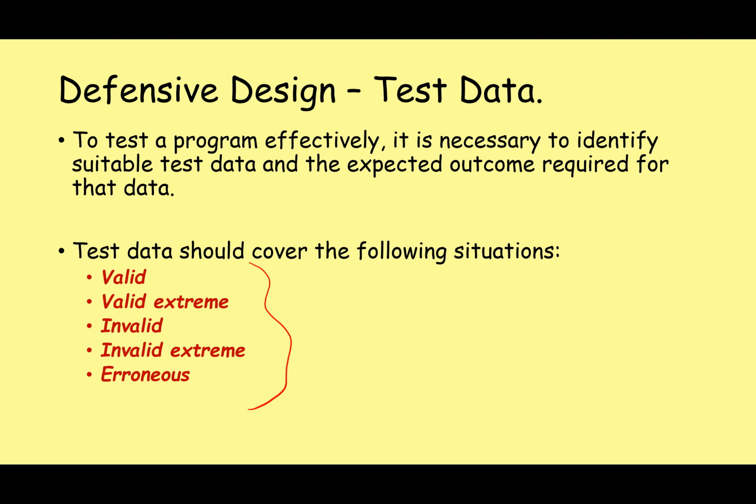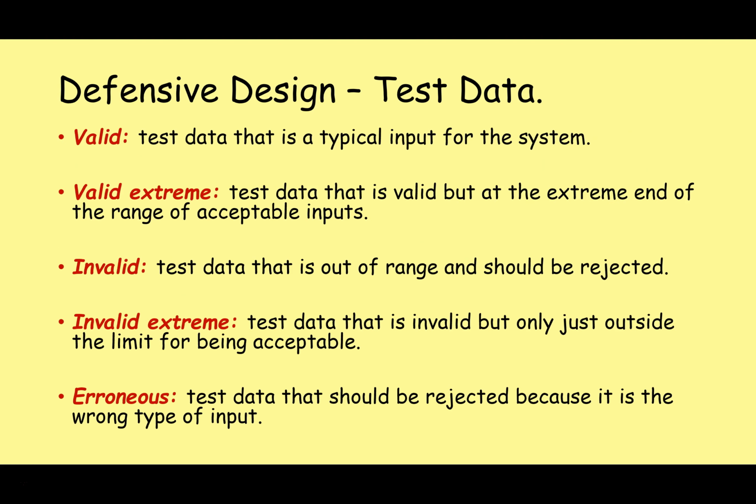We've got valid, valid extreme, invalid, invalid extreme, and erroneous. I'll explain exactly what each of those mean and give you some examples. So valid test data is test data that is a typical input for the system. Valid extreme, test data that is valid but is at the extreme end of the acceptable range of inputs.